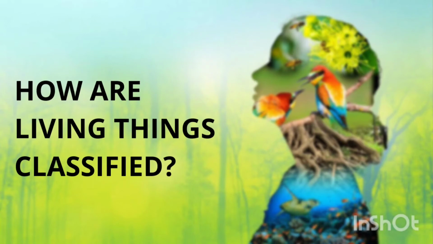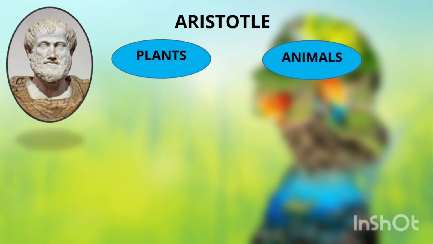How are living things classified? Do you know how organisms were grouped and named in ancient times? The famous Greek philosopher Aristotle, who is the father of biology, first classified organisms as either plants or animals some 2,000 years ago. He developed a very crude system of classification.